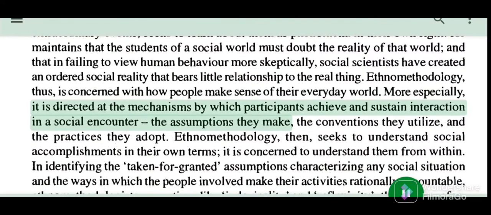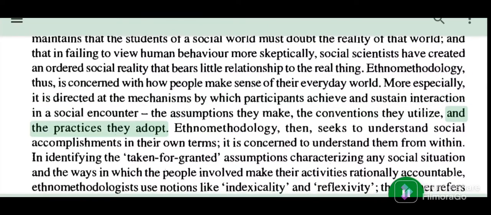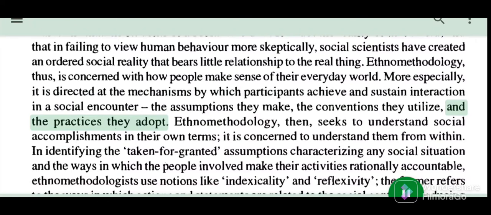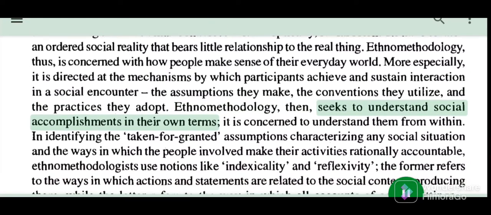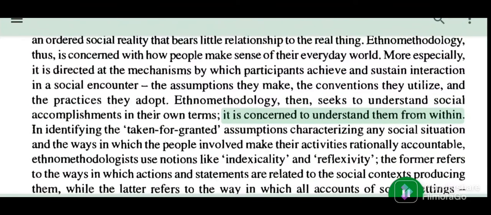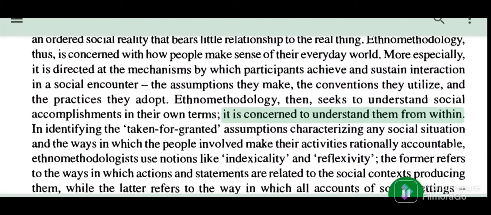More especially, it is directed at the mechanisms by which participants achieve and sustain interaction in a social encounter, the assumptions they make, the conventions they utilize, and the practices they adopt. Ethnomethodology, then, seeks to understand social accomplishments in their own terms. It is concerned to understand them from within.